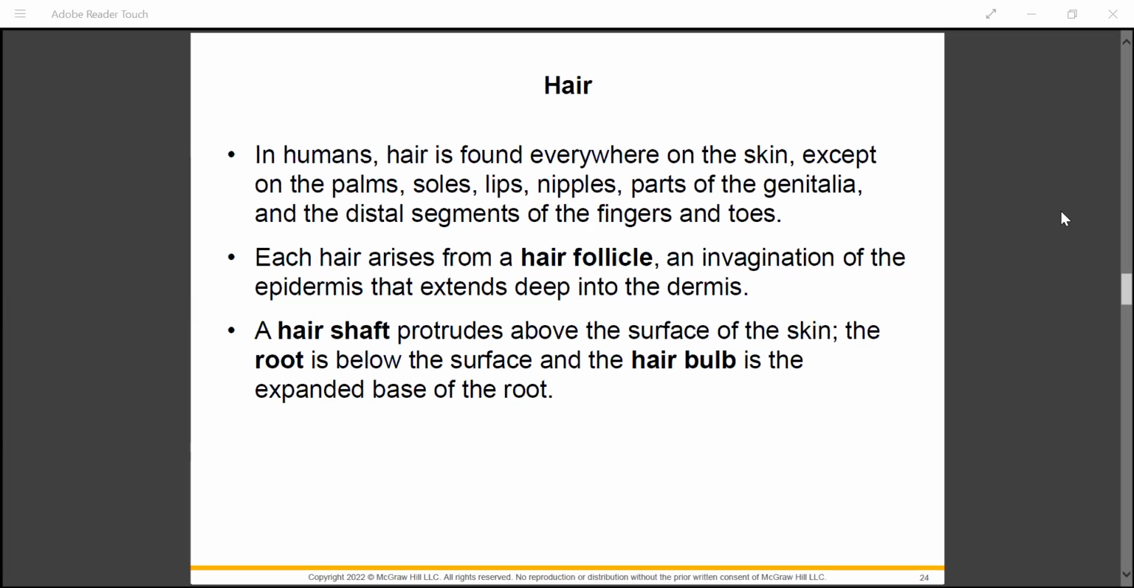Okay, we are back for part two of chapter 5. So we are going to talk about some of the accessory structures of our integumentary system. The first one we'll talk about is hair.